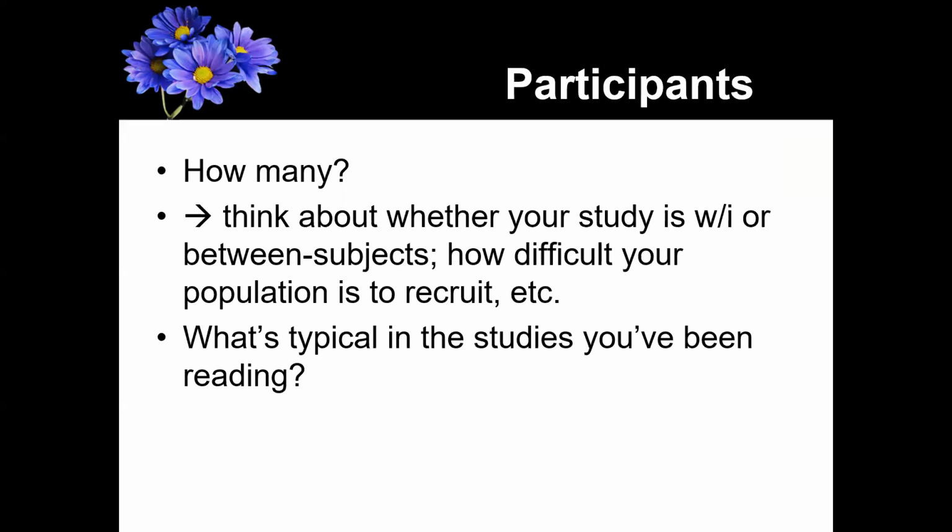In terms of how many, just think about whether your study is within or between subjects. Obviously, you would have more people overall if it's between. You can also think about how difficult your population is to recruit, or how hard it is to get a sample from that population. You could also think, when picking a number, about what's typical in the studies you've been reading.